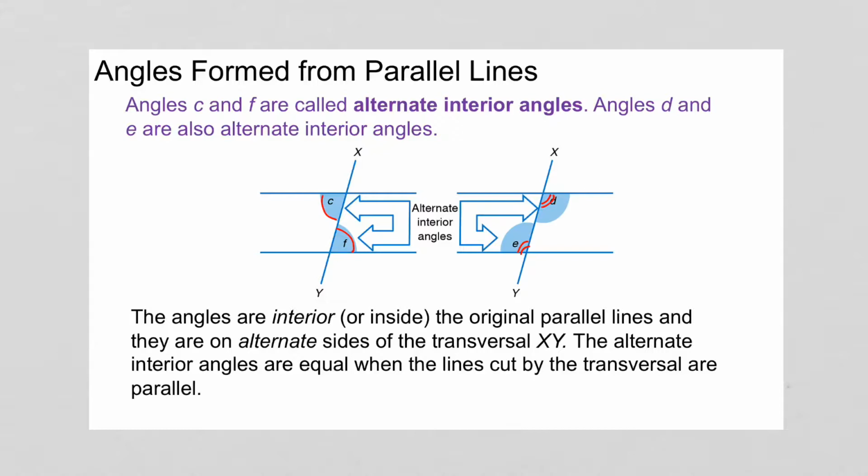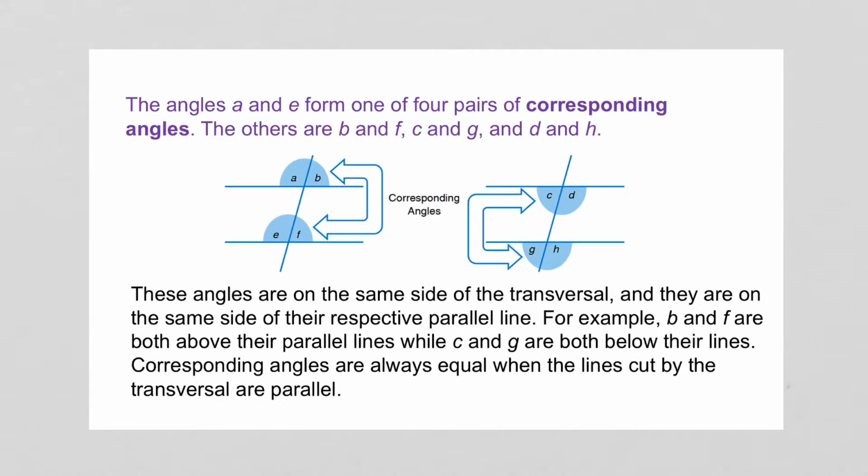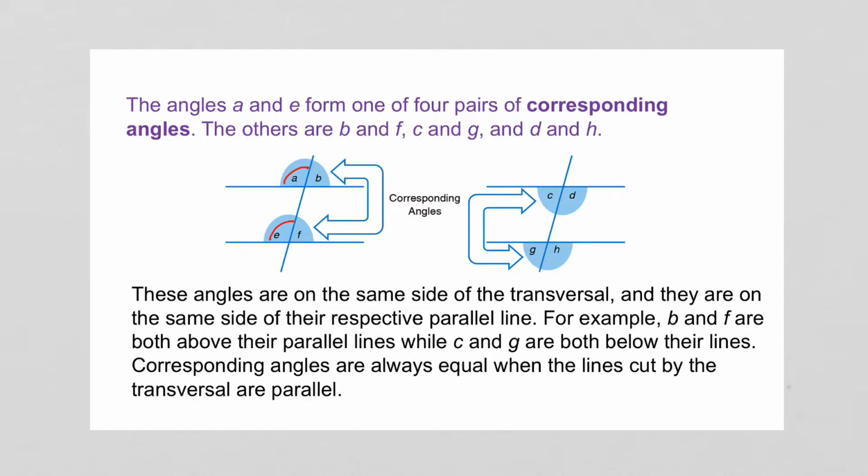Now, we don't usually talk about alternate exterior, but they do exist. It would be this angle and that angle, or that angle and that angle. But we don't usually talk about it. We go straight from alternate interior and then use the fact that they're vertical and still would be equal. Then you have corresponding angles. So corresponding angles are like A and E, or B and F, or C and G, or D and H.